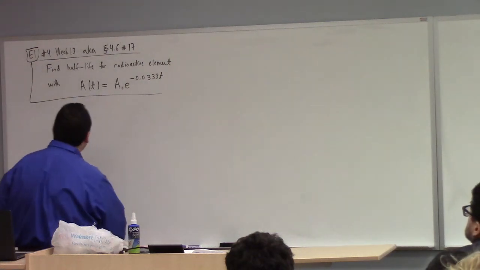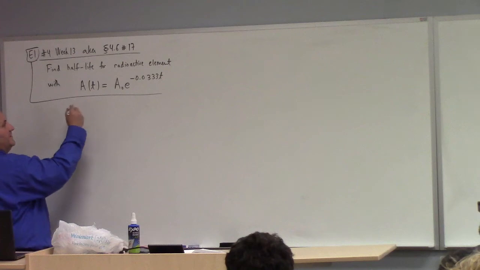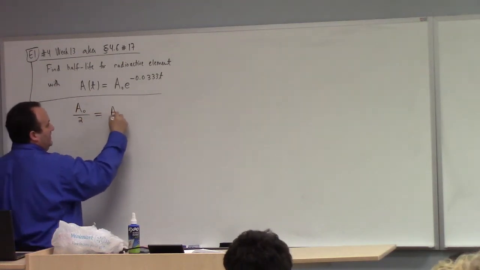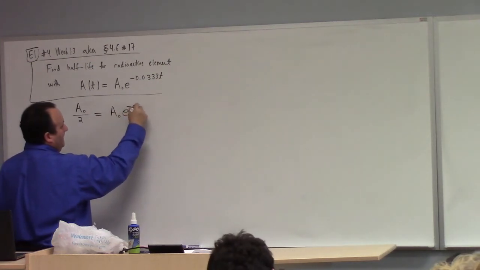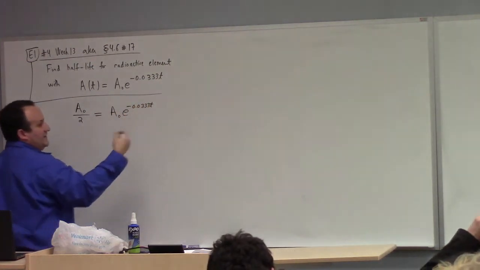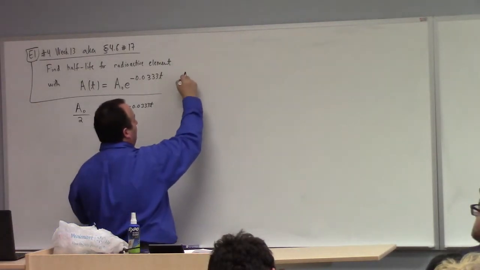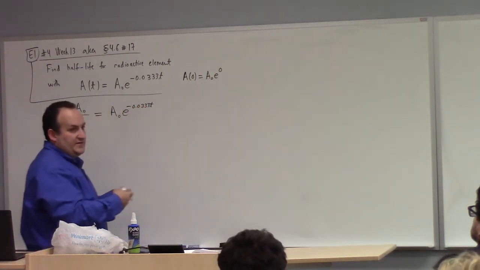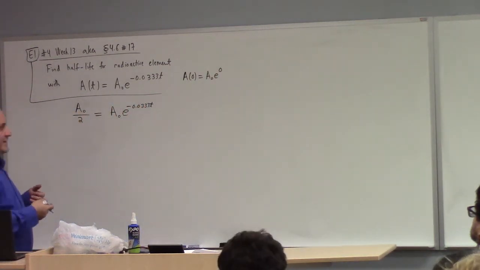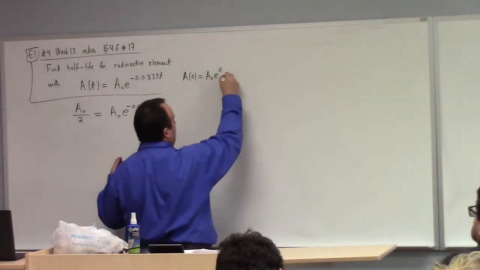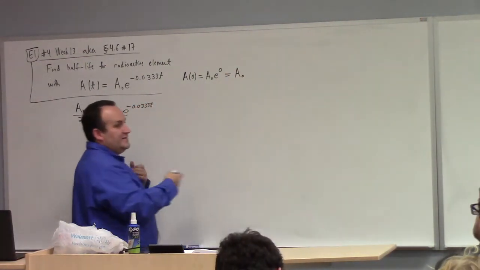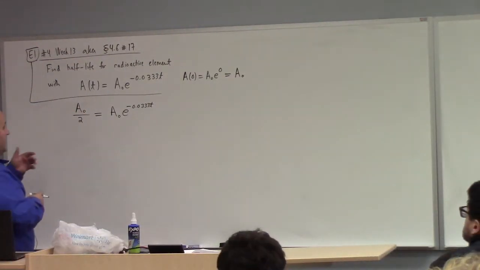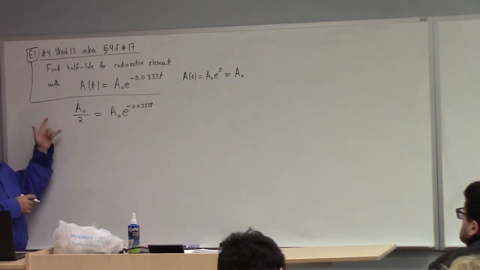So what we're looking for is the time when we have a sub 0 over 2. See, because a sub 0 is what? Notice that if we plug in time 0, what do you get? We get a sub 0 e to the 0, right? Because minus 0 is still 0. And that's just a sub 0. So the amount at time 0 is this constant a sub 0. So we're looking for the time when the amount has dropped to a sub 0 over 2.